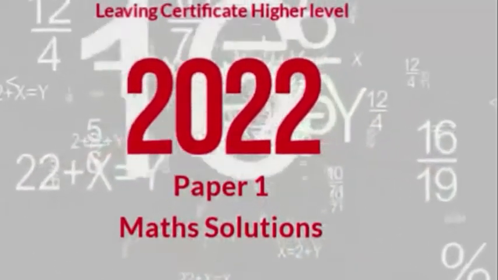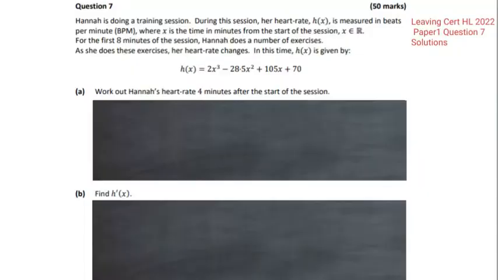We're on to question 7 of the Leaving Cert Higher Level 2022 Paper 1. So Hannah has a training session. Her heart rate function is this h of x, and first of all in part A we need to find out her heart rate at 4 minutes.